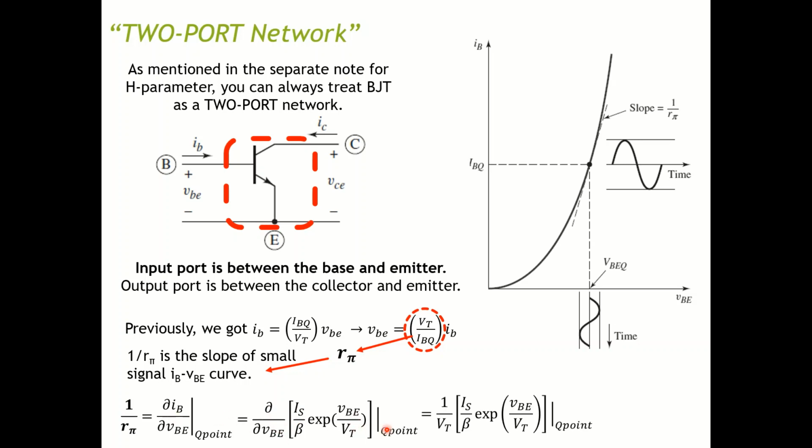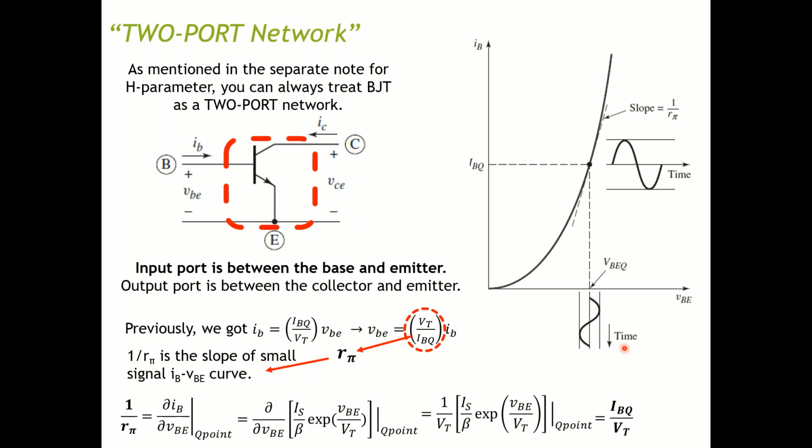Then you can plug in all the constant parameters, and finally you can calculate the slope as IVQ over VT. So you can accept this equation as a standard: 1 over r pi equals IVQ over VT.